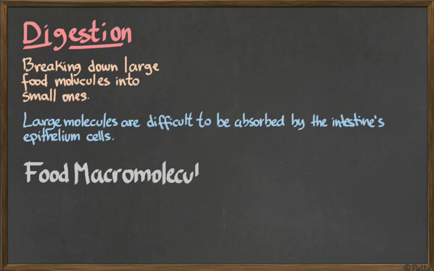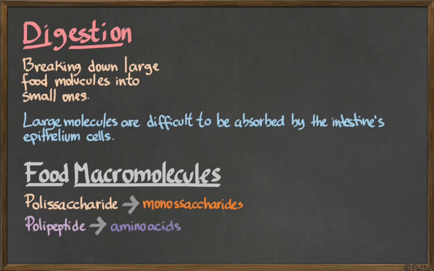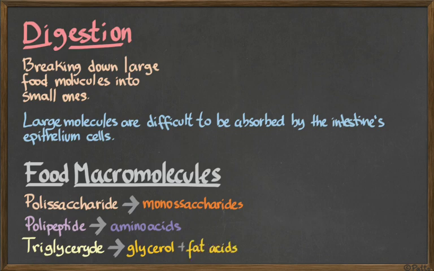So food macromolecules, basically we are going to be talking about those three categories. Polysaccharides, it can also be disaccharides, monosaccharides, but the big ones that really need digestion are the polysaccharides, that we will end up breaking in the end into monosaccharides. Polypeptides, which are the proteins, which will in the end be broken down into amino acids. And triglycerides, that in the end are going to be broken down into glycerol and fatty acids. Those are the big food macromolecules. Okay?